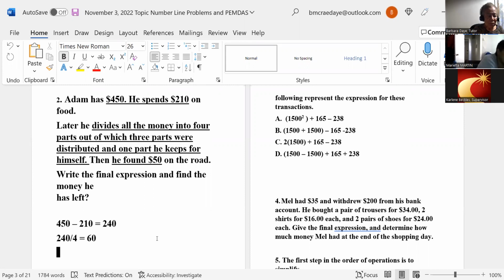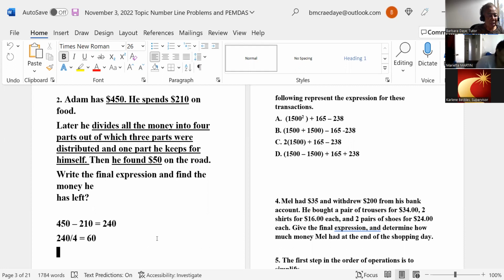The free parts. Yes. Wait, let me see. I take that one part. Well, what? Okay. One part he keeps for himself. What does he keep for himself? How much?